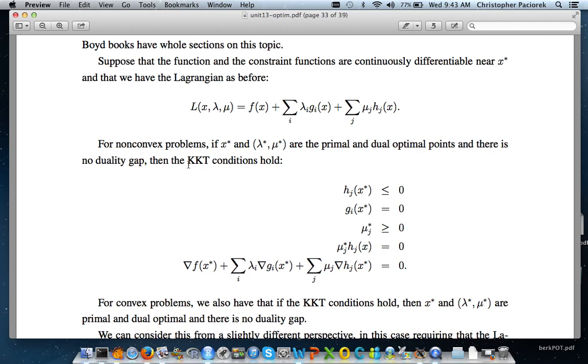Basically what they amount to is saying either you're on the boundary with respect to the inequality constraints, or you're in the interior with respect to the inequality constraints. So either you have mu sub j bigger than 0 and h_j of x equal to 0. In order to have this equal to 0, I could have this be situation 1, or I could have situation 2, which is mu sub j equals 0.